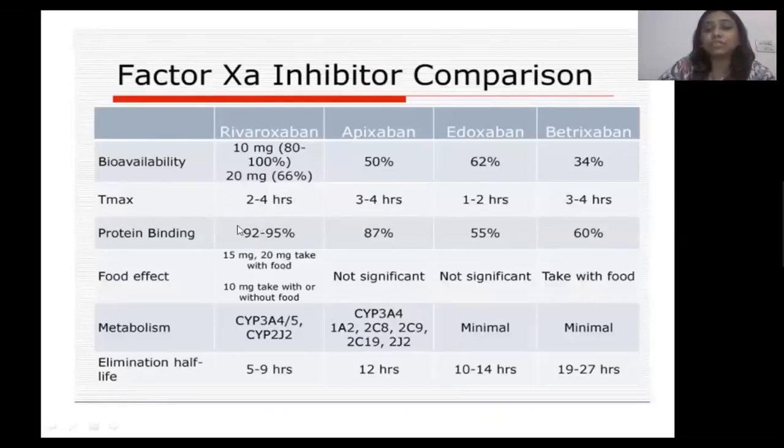least Tmax. Rivaroxaban has the highest protein binding, which means it is a non-dialyzable agent. Food affects the absorption of rivaroxaban as well as betrixaban. Hence, these drugs are to be taken with food at the same time of the day. The metabolism of rivaroxaban and apixaban is mainly in the liver by the enzyme CYP3A4, and the renal clearance is by P-glycoprotein. The metabolism by CYP3A4 is minimally seen in edoxaban and betrixaban. The elimination half-life is lowest for rivaroxaban and highest for betrixaban.